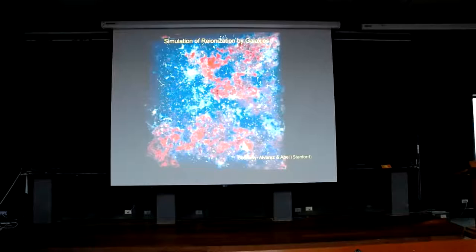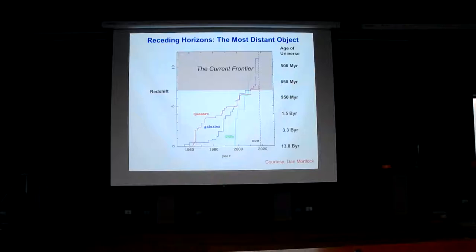So how far can we see with our telescopes? So I told you about redshift, and this is the age of the universe that corresponds to that redshift. So here we are today. The universe is 13.8 billion years. And as we look out to the frontier, we're looking at when the universe was only 5 or 10% of its present age.